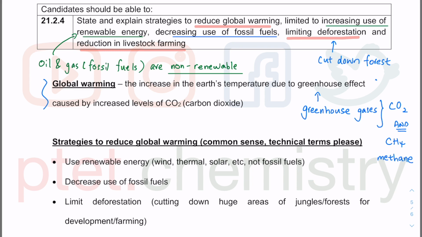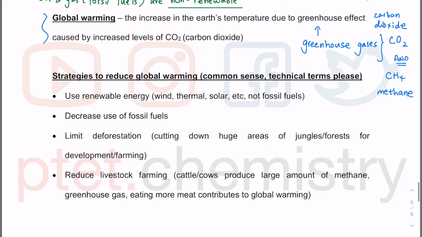Methane is CH4, carbon dioxide is what you are breathing out. And of course, to cut down methane, you limit deforestation. To cut down methane, you reduce livestock farming. To cut down CO2, you decrease the use of fossil fuels, because when you burn fossil fuels completely, you will get carbon dioxide. When you cut down forests, you will have less photosynthesis to take away the carbon dioxide.